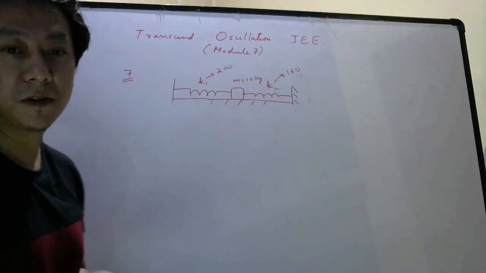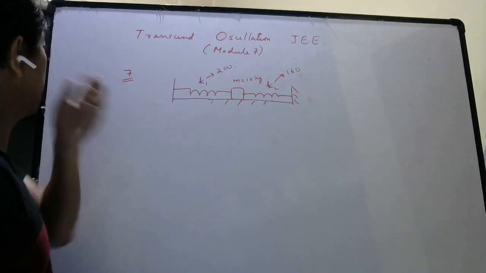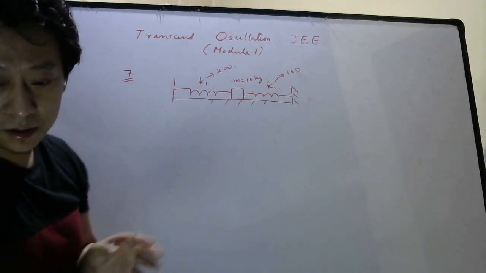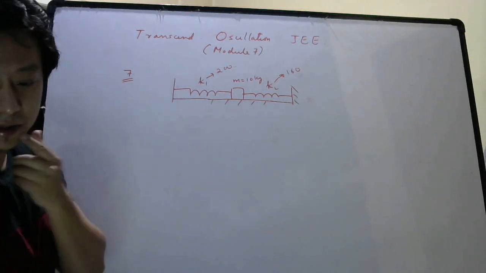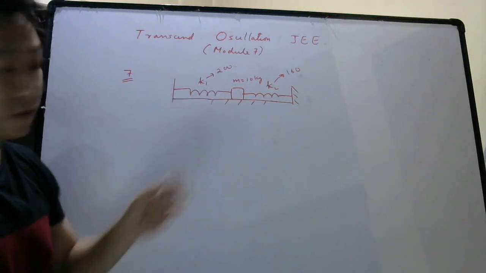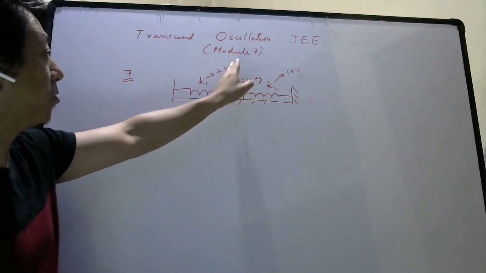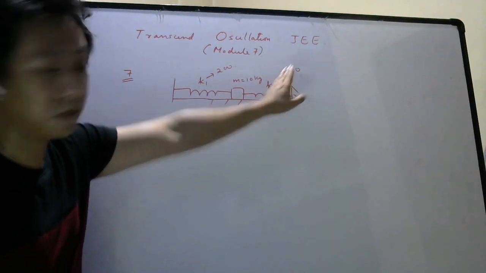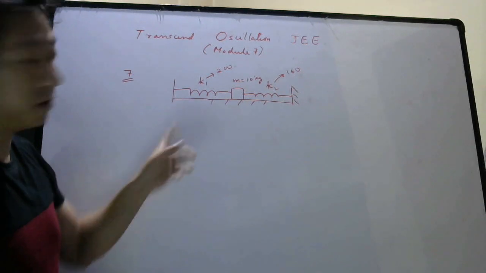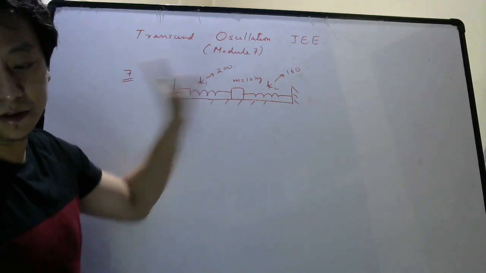Hi students, now let us solve question number 7, JEE. In the seventh question, they are saying two springs with negligible mass, meaning ideal springs, with force constants K1 200 Newton per meter and K2 160 Newton per meter, are attached to the block of mass m in this fashion.